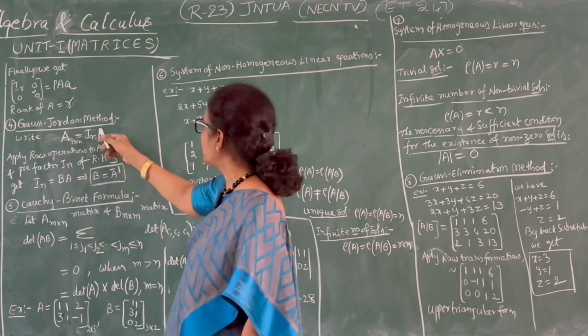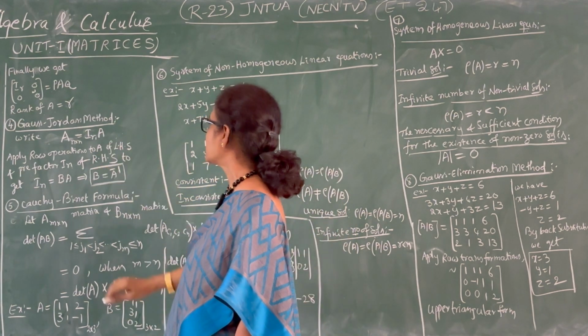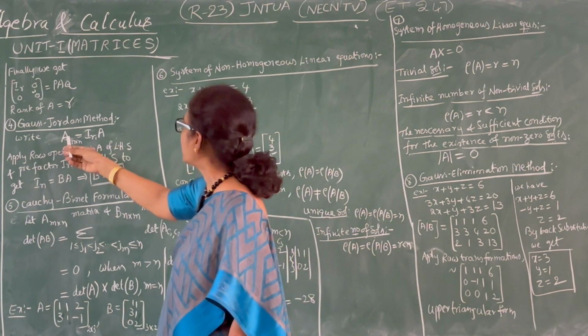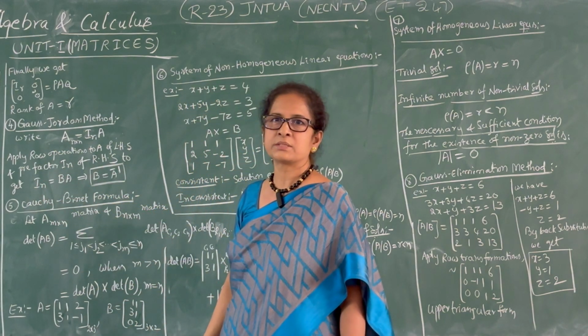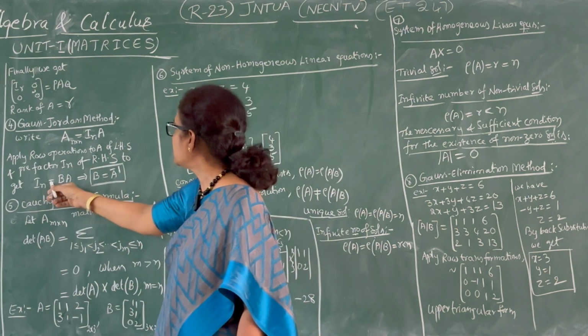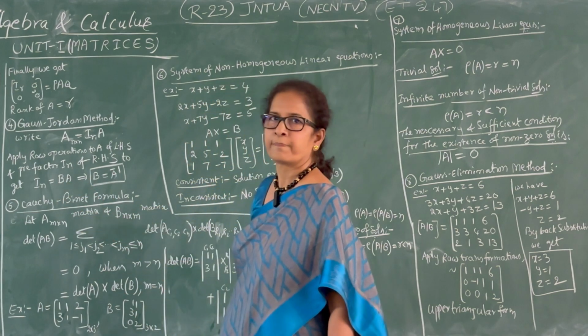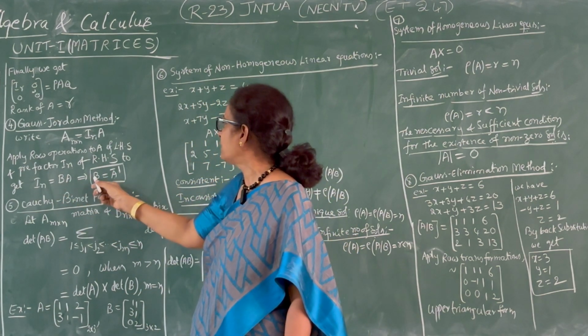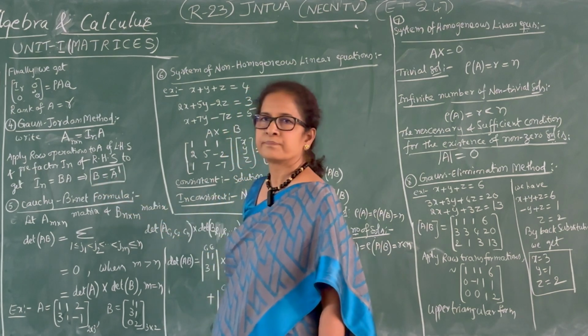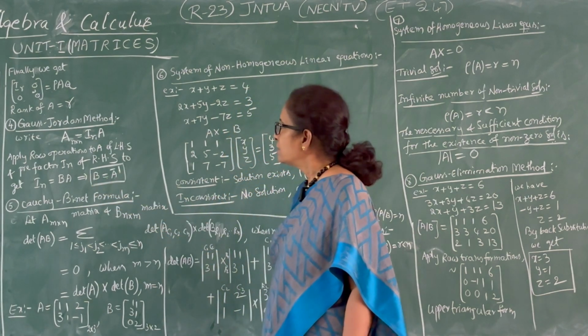So like this we apply row operations and finally we reduce A into In, the unit matrix of order n, and the RHS becomes B, so that In = BA. So finally the B value is nothing but A inverse.